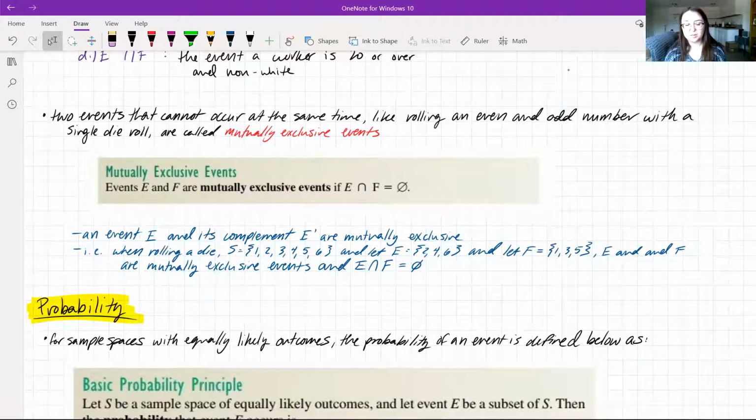Another example is when you're rolling a die. Your sample space is going to be 1 through 6, and let E equal the set of 2, 4, and 6, so the even numbers. Then we let F equal the set of 1, 3, and 5, or the odd numbers. So we say that E and F are mutually exclusive events, so that E intersection F is equal to the empty set. This is because when you roll one die, you're going to get an odd number or an even number. You can't roll an odd and even number. So we know that these things are mutually exclusive.